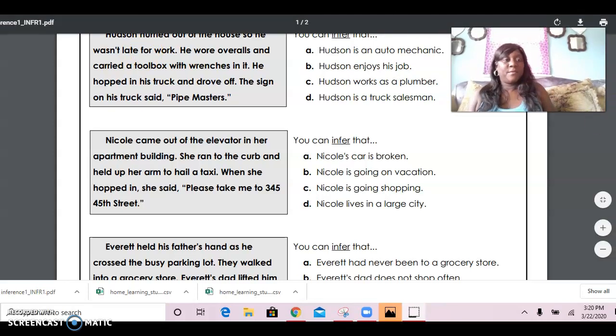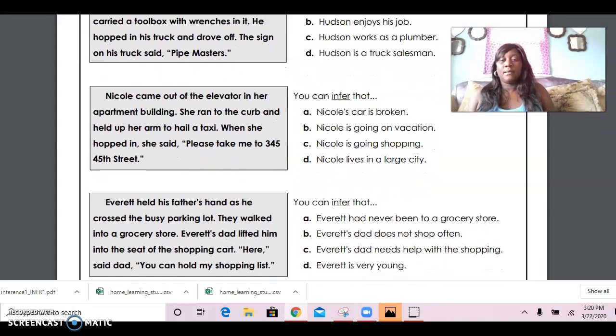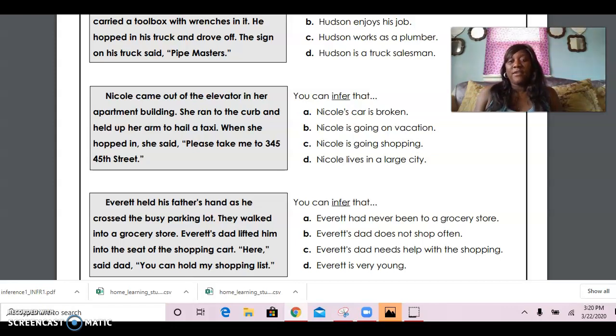So we have one more passage that we are going to be looking at. Here we go. Everett held his father's hand as he crossed the busy parking lot. They walked into a grocery store. Everett's dad lifted him into the seat of the shopping cart. "Here," said Dad, "you can hold my shopping list." You can infer that A, Everett has never been to a grocery store. B, Everett's dad does not shop often. C, Everett's dad needs to help with the shopping. Or D, Everett is very young.